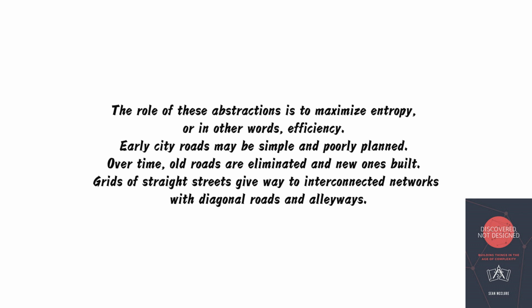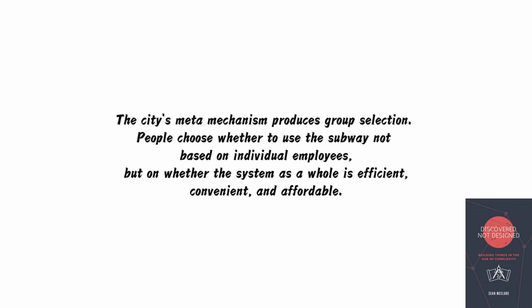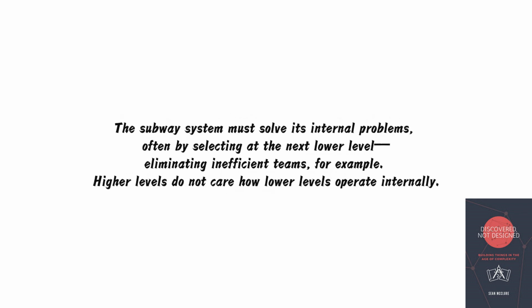Early city roads may be simple and poorly planned. Over time, old roads are eliminated and new ones built. Grids of straight streets give way to interconnected networks with diagonal roads and alleyways. The city's meta-mechanism produces group selection. People choose whether to use the subway not based on individual employees, but on whether the system as a whole is efficient, convenient, and affordable. The subway system must solve its internal problems, often by selecting at the next lower level. Eliminating inefficient teams, for example. Higher levels do not care how lower levels operate internally.